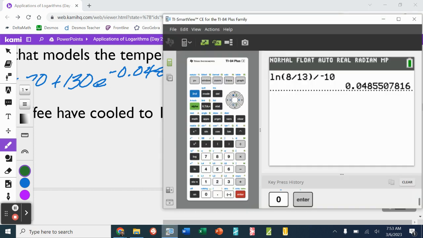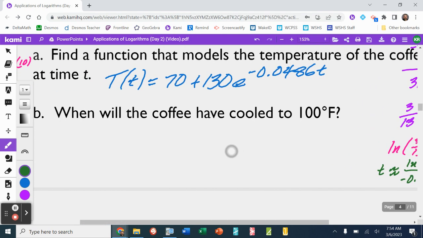So go back to our calculator, and we're going to take natural log of 3 divided by 13, divided in turn by negative 0.0486, and we get 30.17. So to answer part B, after about, and it's important that we say about because again, this is an approximation, 30.2 minutes.